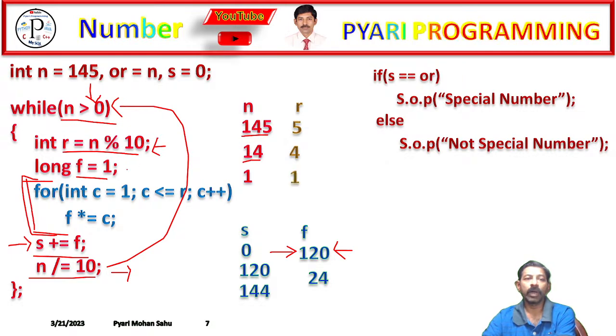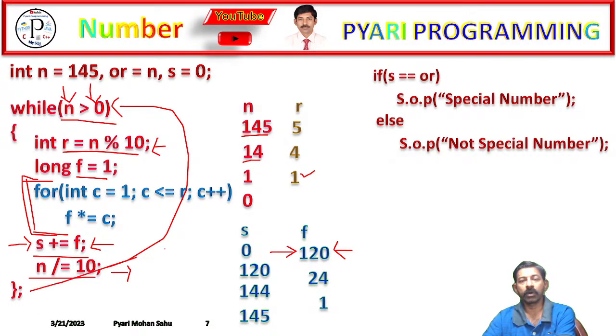Now after getting 1, again calculate the factorial. Factorial of 1 is 1. So 144 plus 1, after that this sum, 144 plus 1 is your 145. n by 10, now it is 0, because 1 by 10 gives remainder 1 and quotient 0. Again, I will come to the loop. 0 is greater than 0? False. I will come out of this loop.